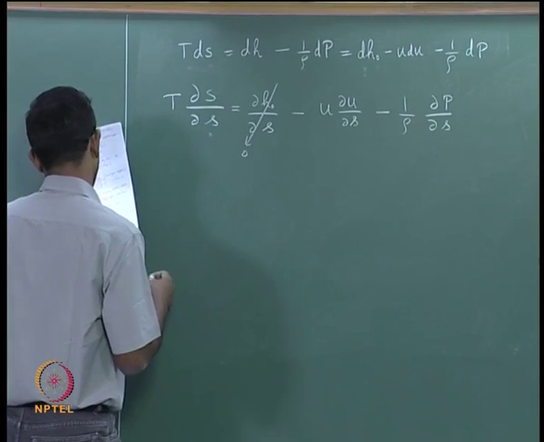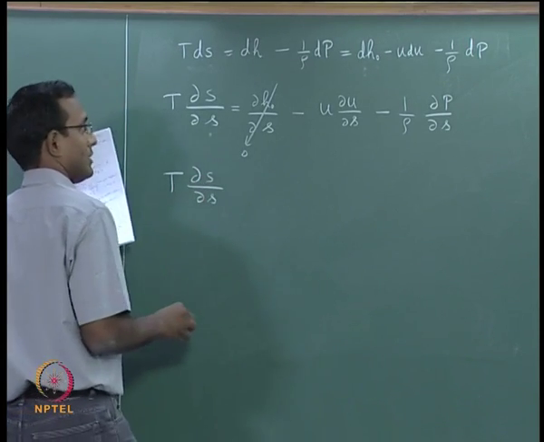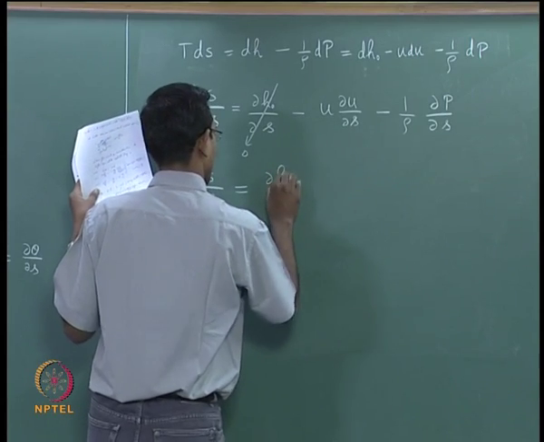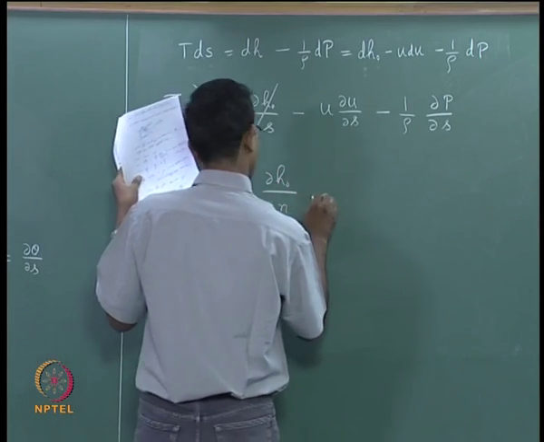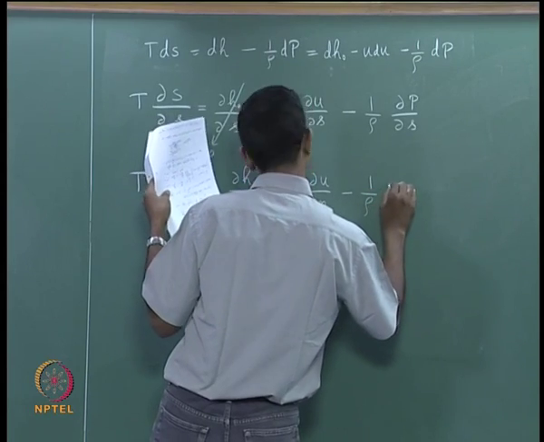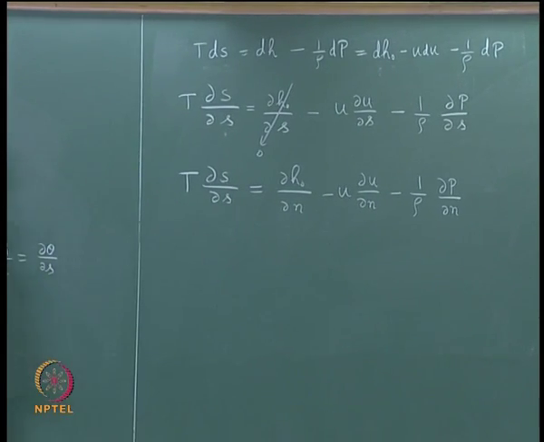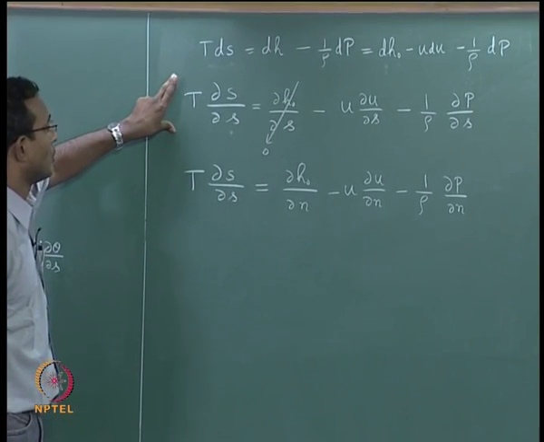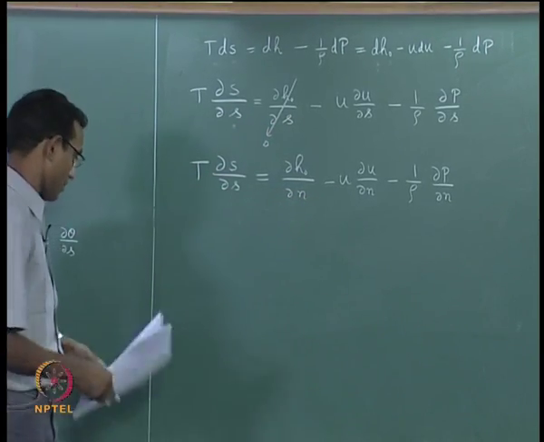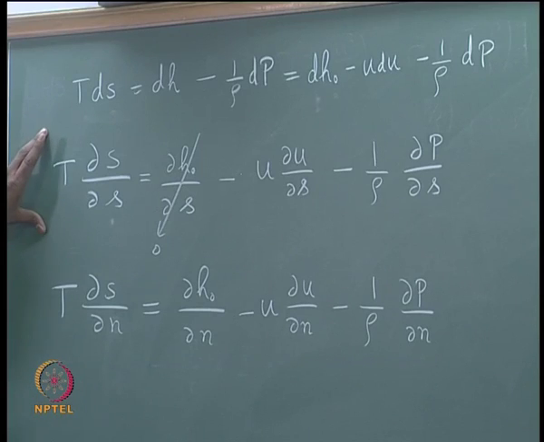And now I will write the other one, the stream normal direction. T dou s by dou n is equal to dou h naught by dou n minus u dou u by dou n minus 1 by rho dou p by dou n. I have these. Now we will go back to this dou s by dou s. Oh sorry, yes, this is dou s by dou n. Okay, now we look at this dou s by dou s.